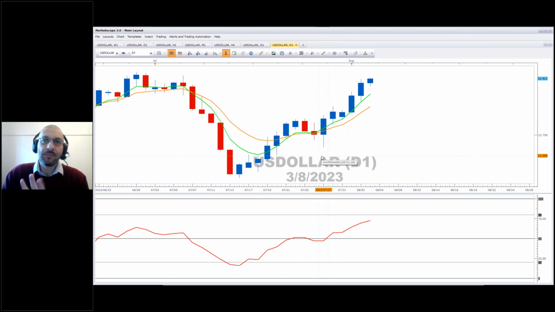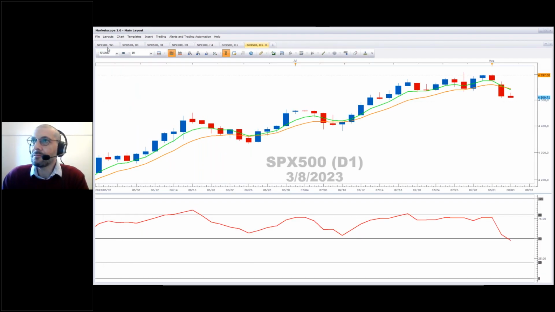Now remember, the dollar is a safe haven. So if a safe haven is receiving strength, that means that the risk markets potentially are fragile. Potentially are fragile. Let's go to the S&P 500. We're going to do a top-down analysis here as well. We'll start off with the monthly.